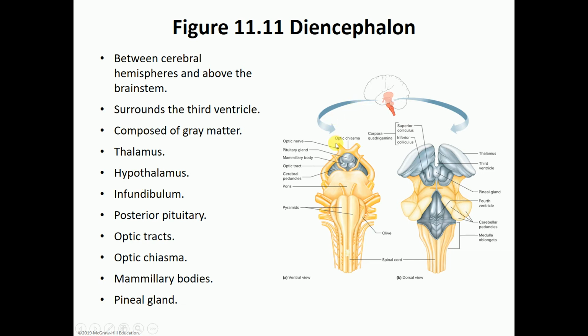There is the optic chiasm and the optic tract, and those are parts of the visual pathway, so how vision would reach the cerebral cortex. There's a mammillary body, or mammillary bodies, and we have the pineal gland. The pineal gland, you can see it here from the back, makes melatonin, which is responsible for the circadian rhythm, or that 24-hour rhythm biological clock.